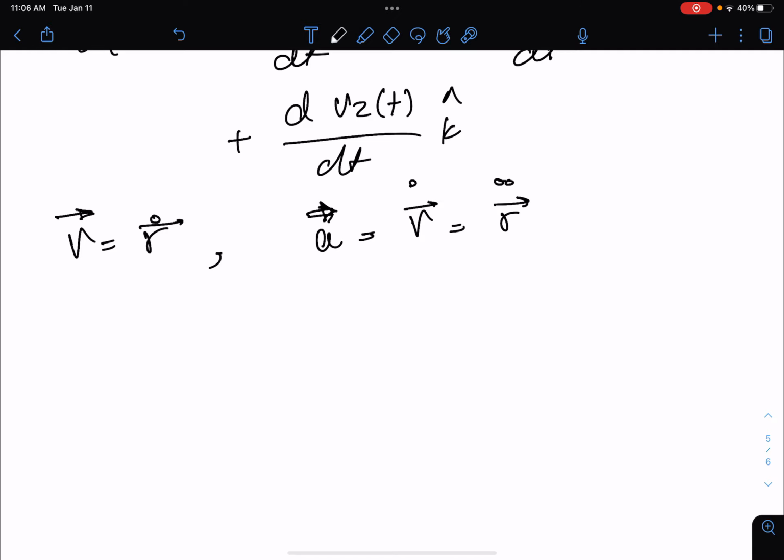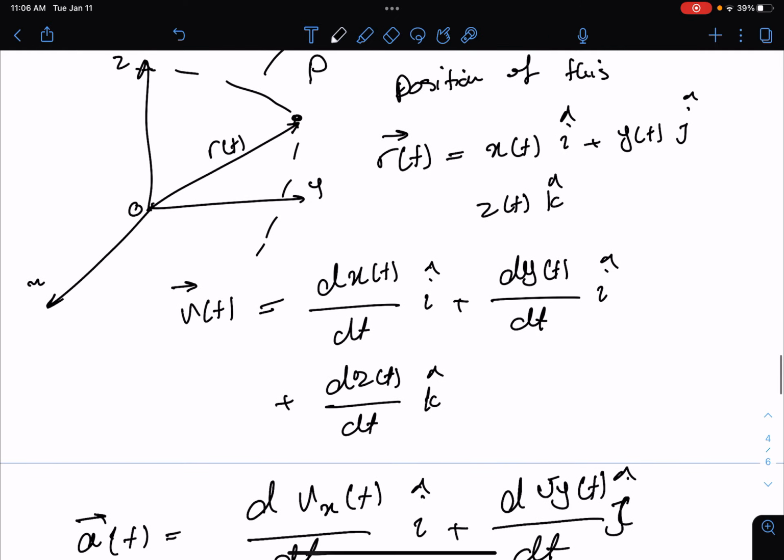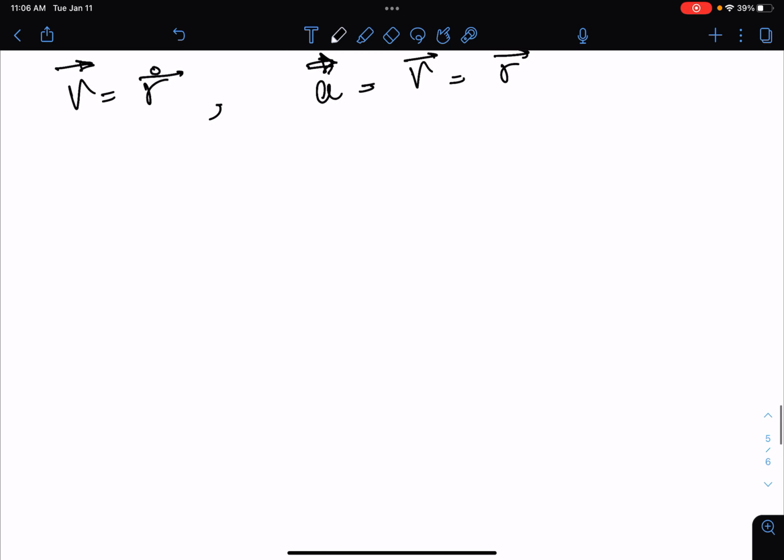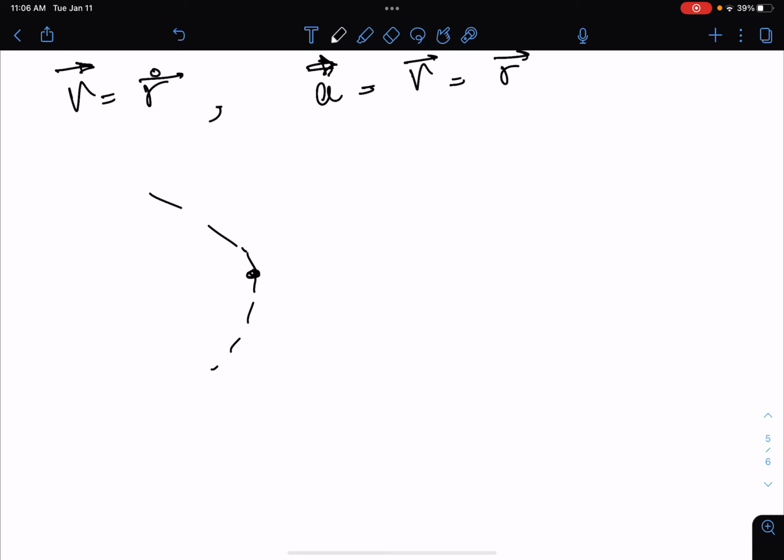So this is one way of looking at the movement of this particle P. But we can also place the coordinate system on the particle itself instead of having a center. So let's say this is moving along a path. And in our coordinate system, we can have a tangential unit vector as well as a normal vector along this path.